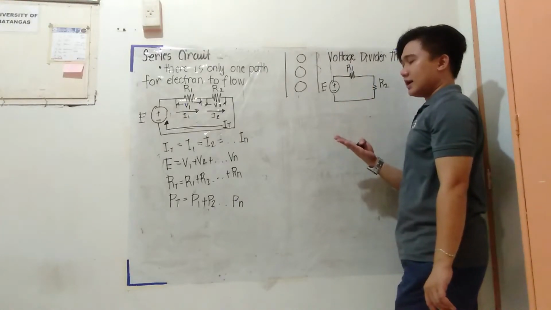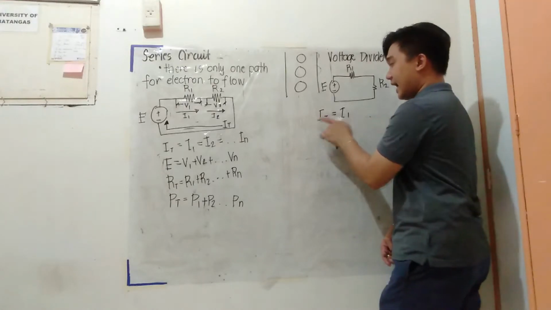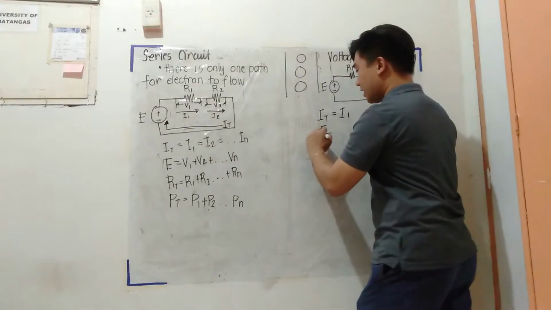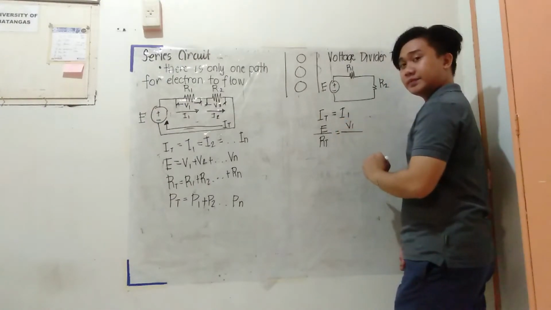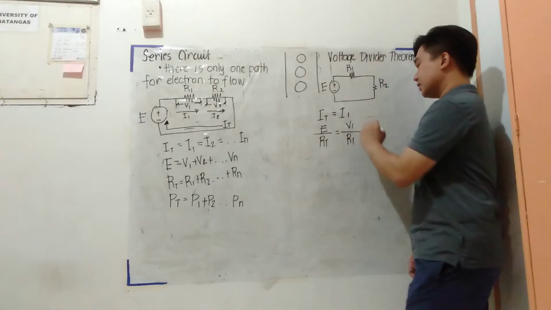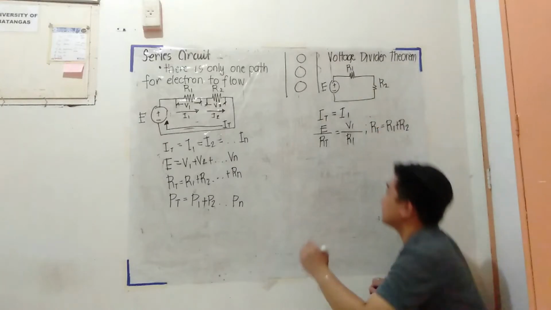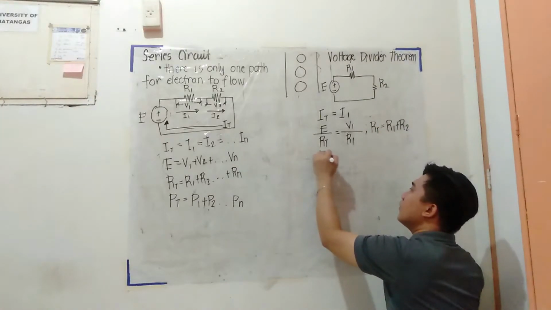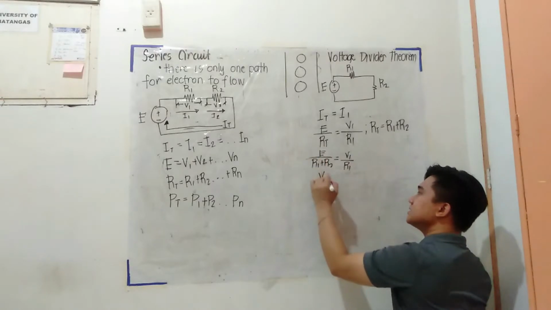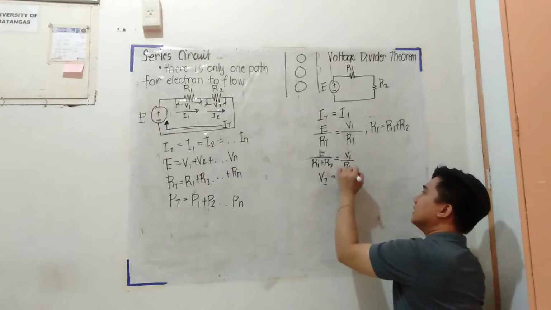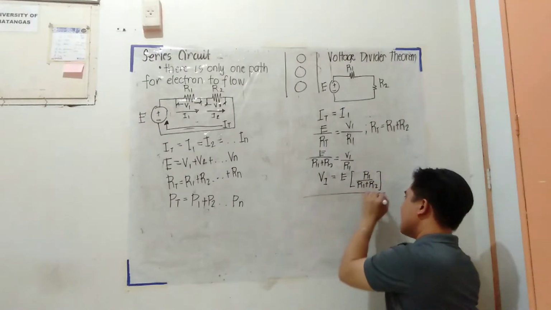Okay? 'Di ba in a series circuit, I total is equal to I1. Okay? And I total is equal to your supply voltage over R total. While I1 is equal to V1 over R1. Take note that R total is just the sum of R1 plus R2. Okay? So, E over R1 plus R2 is equal to V1 over R1. So, multiply ko dun si R1, V1 is equal to E times R1 all over R1 plus R2. So, this is the formula for getting V1.